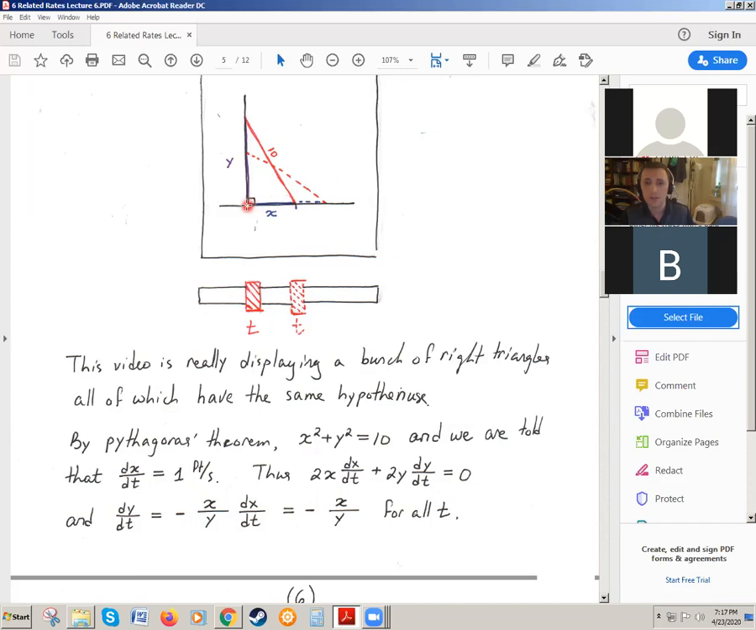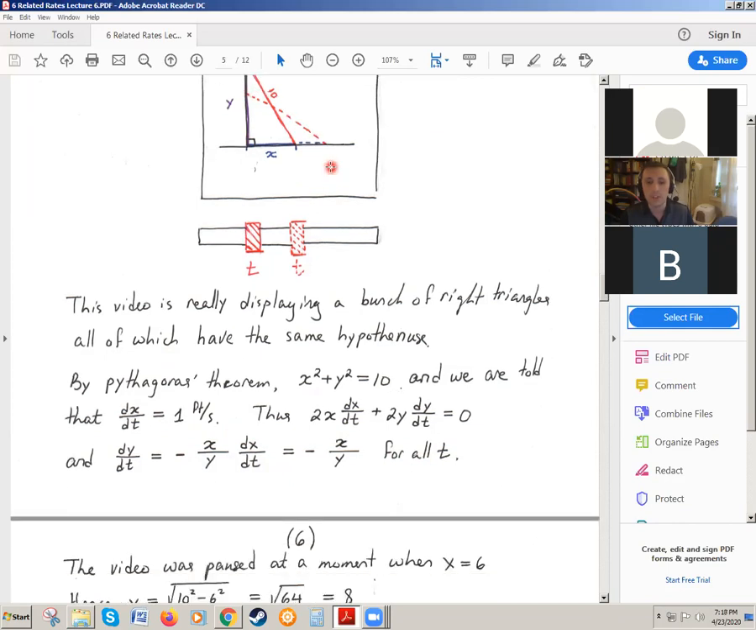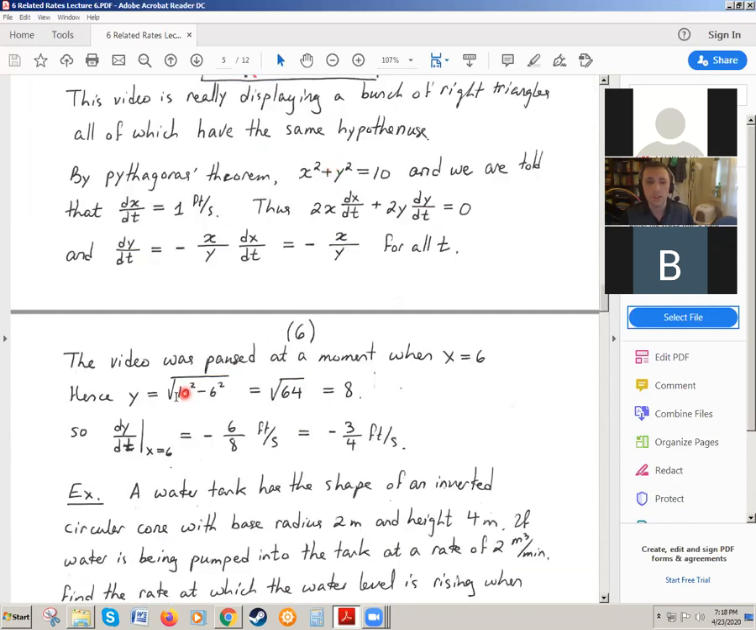And if x is equal to 6, then y, by Pythagoras theorem, is the square root of 100 minus 6 squared, 100 minus 36, the square root of 64. So I have 10 squared minus 6 squared, that's the root of 64, which is 8. So at the moment when x is equal to 6, I have minus 6 over 8 feet per second, which is minus 3/4 feet per second.